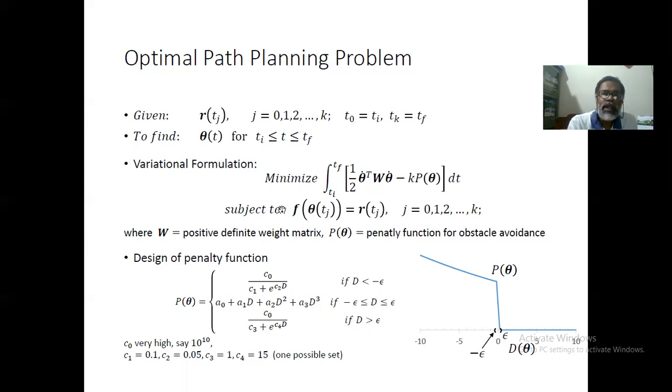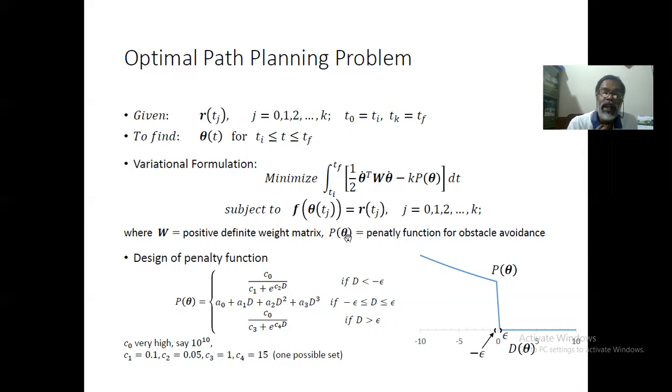Okay. So here, this W is a symmetric positive definite weight matrix standing in the place of the proper inertia matrix in the kinetic energy term. Okay. And this P of theta is actually a penalty function, which is high if theta is a C obstacle point, that is, if the configuration theta puts the manipulator on a collision course with some obstacle, okay, then it is very high.